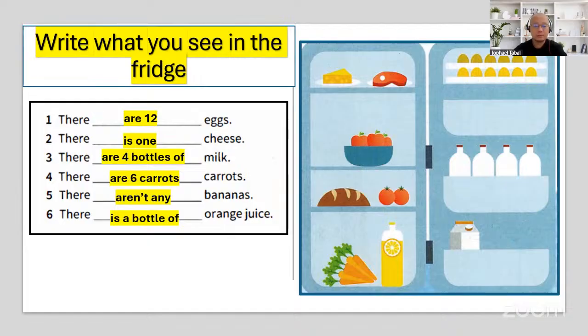For example, negative: there isn't any eggs, or there aren't any eggs. Any eggs in the fridge, for example. Or a question, for example, are there any eggs? Are there any eggs in the fridge? So for the word any, we're going to use this to describe a negative or a question.